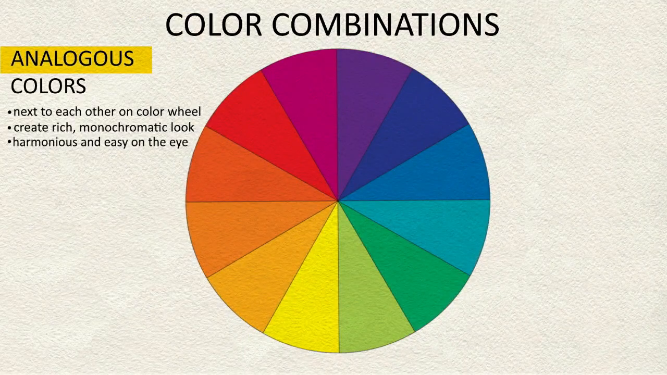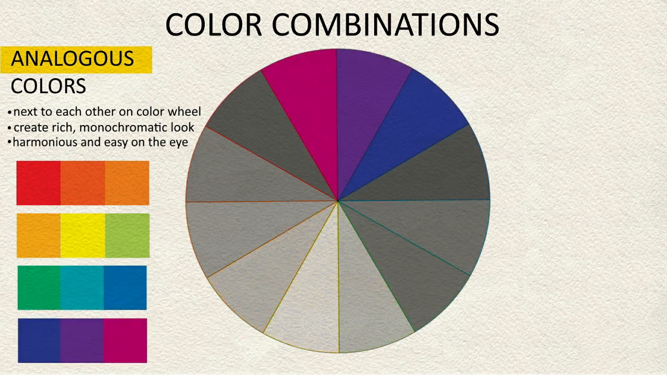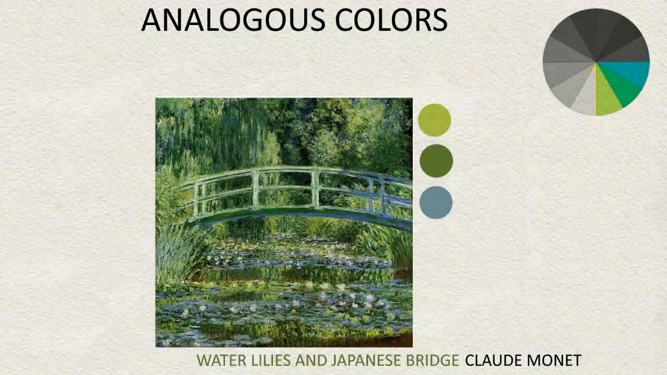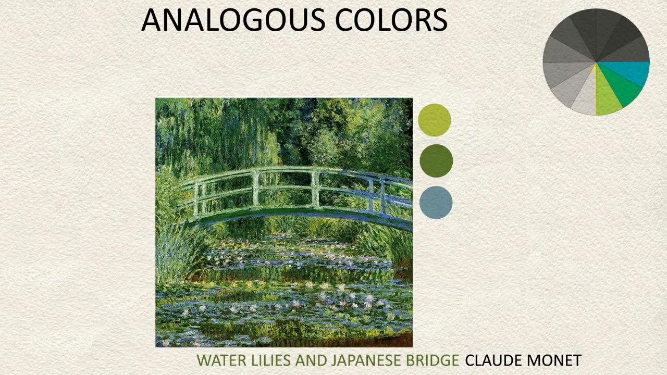The next color combinations are called analogous colors, also known as harmonious colors. These are usually groups of 2 to 4 colors that are next to each other on the color wheel. They create a rich, pleasant look and are harmonious and easy on the eye. Here are some famous painters who made good use of analogous colors.